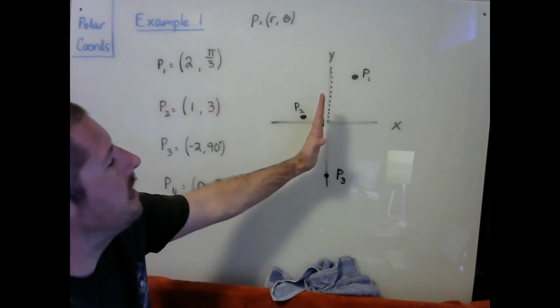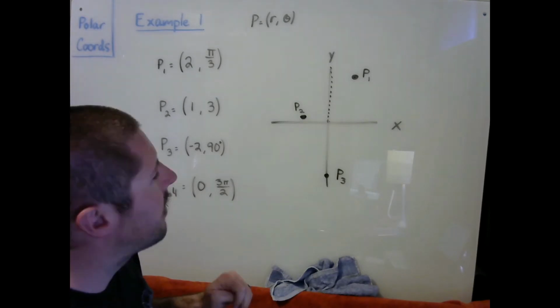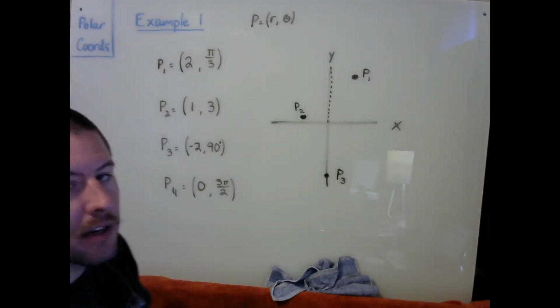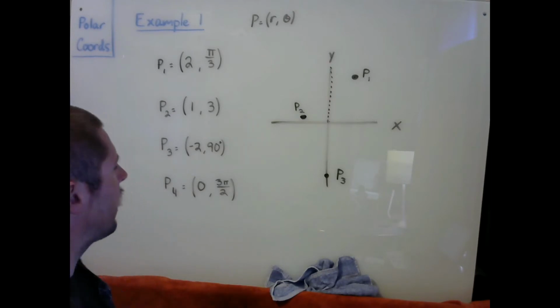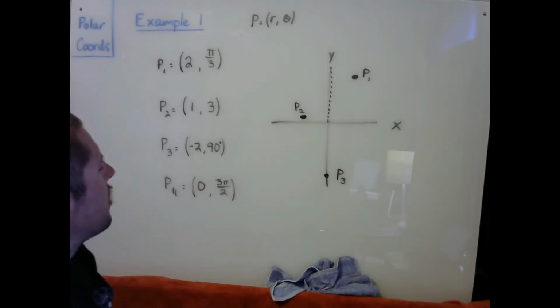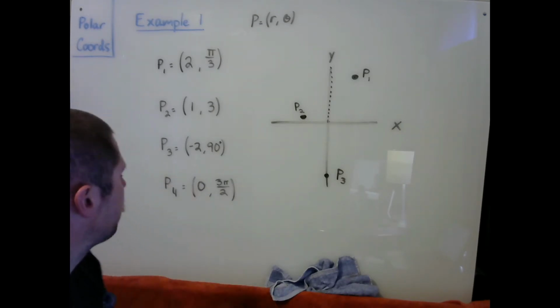So P3, since 90 degrees is up, we wanted to go -2 units in the 90-degree direction, so we just went in the exact opposite direction of 90 right there. So there's my P3 location. A little bit weird, but technically that's the appropriate interpretation for this guy here. This will be important for some of our weirder graphs that we're going to see.